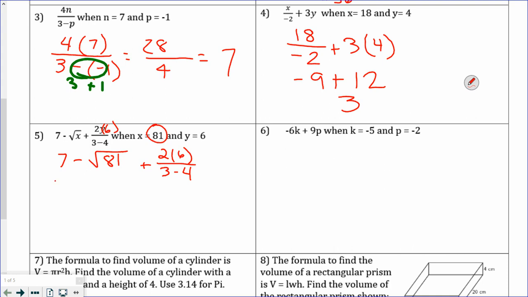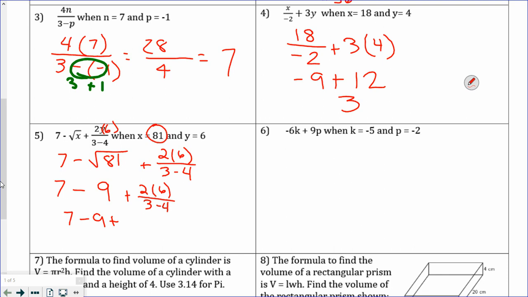Okay, so the first thing I want to tackle is that square root. The square root of 81 would give me 9. Next thing, I'm not going to subtract yet. I'm going to simplify this fraction over here.